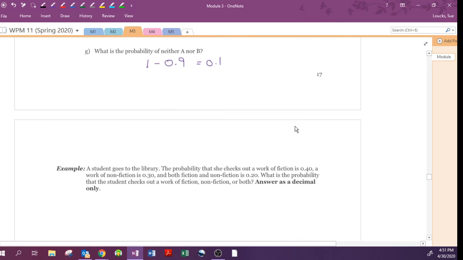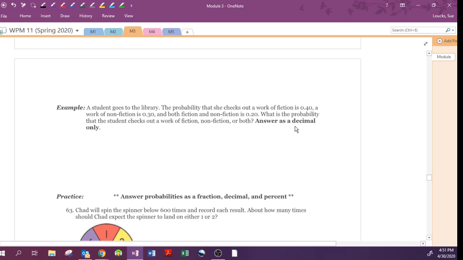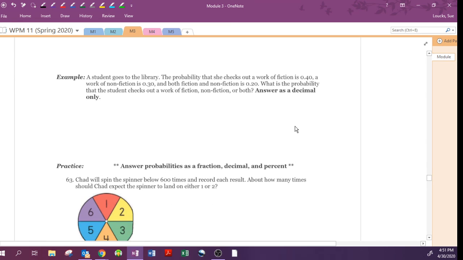Okay, one more example here, and then you get to do some more practice. A student goes to the library. The probability that she checks out a work of fiction is 0.4, and a work of nonfiction is 0.3, and both fiction and nonfiction is 0.2. What's the probability that she checks out a work of fiction, nonfiction, or both?